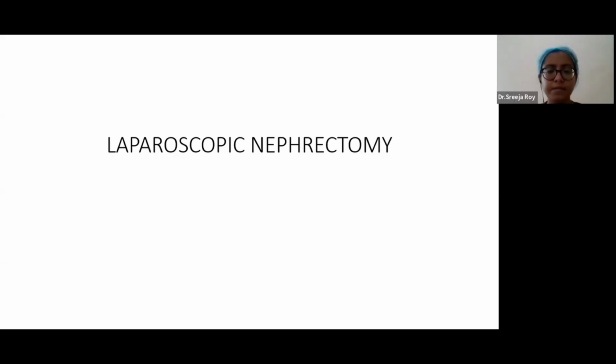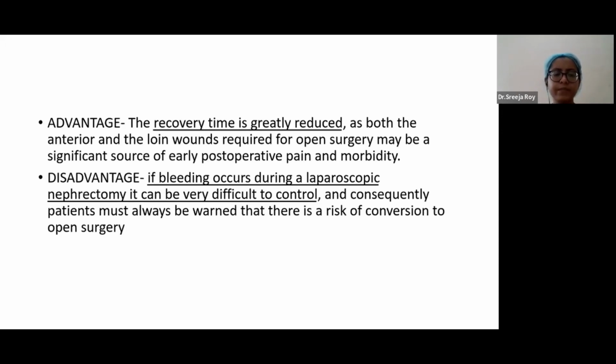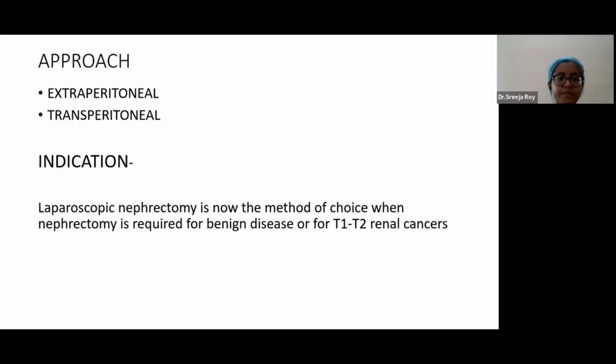Okay, let's go to the laparoscopic part. So now we discuss laparoscopic nephrectomy. The advantage is the recovery time is greatly reduced. The disadvantage is if there is bleeding during laparoscopic nephrectomy, it can be very difficult to control. So there is always a risk of conversion to open surgery.